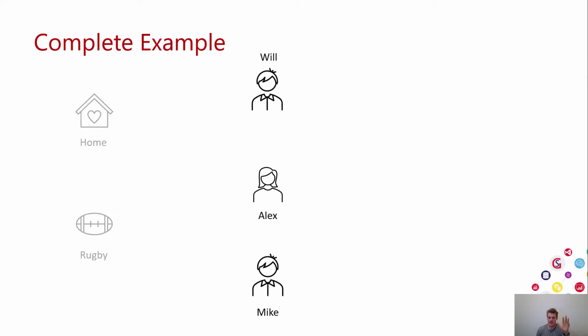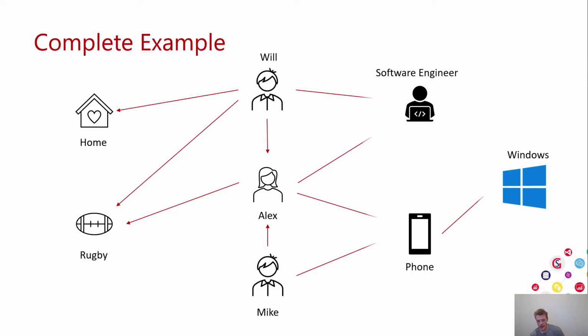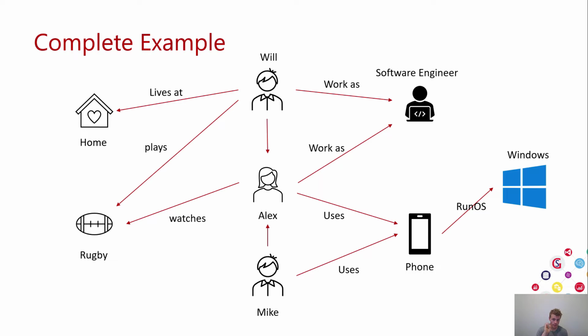So let's take a look at this example. So here I've got my entities for me as a person and a couple of friends of mine, Alex and Mike. We can see a relationship between me as my entity and my house. So I live at home, which is a basic relationship I described earlier. We can also see a relationship. So me, I work as a software engineer. I play rugby.